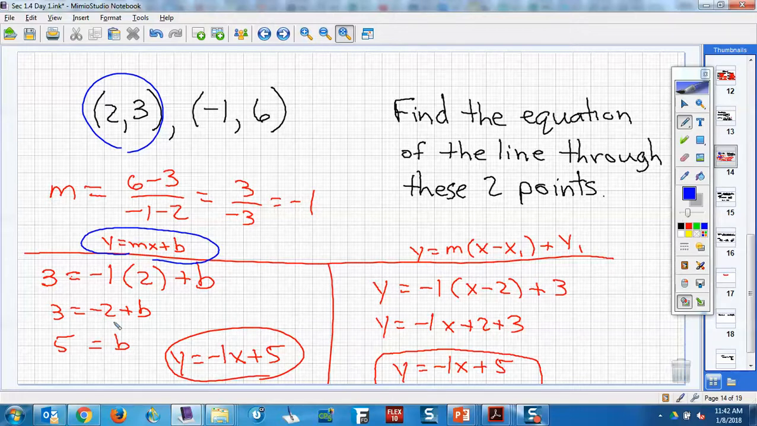Now, to be honest, I don't like doing that. That's my least favorite way to do it. But that's one way to do it. Maybe in 8th grade you did it that way. I don't know what the 8th grade teachers teach if you had Algebra 1 in 8th grade. But you end up with b equals 5, so your slope's -1 and your y-intercept's 5, right?